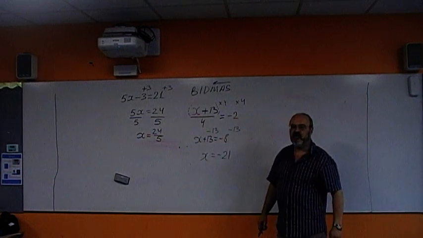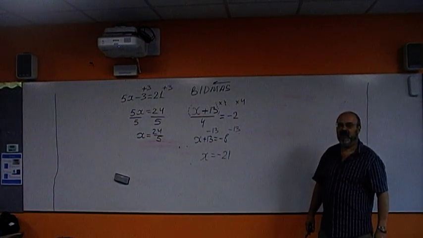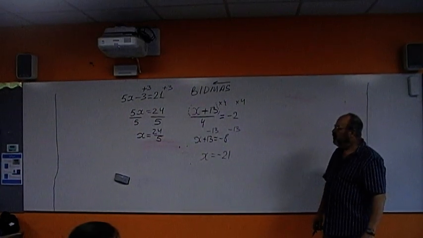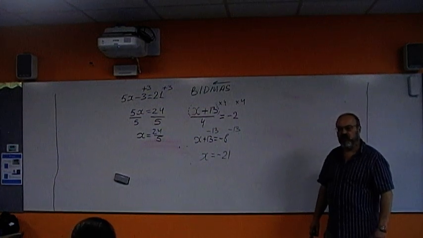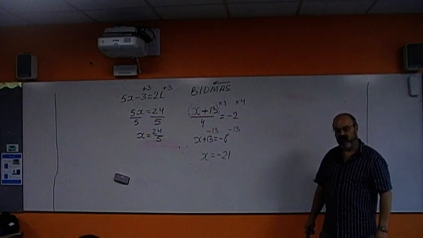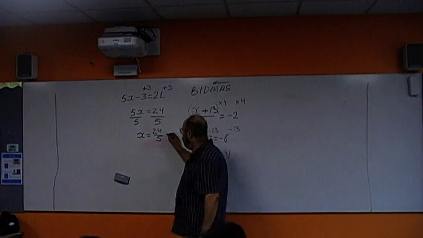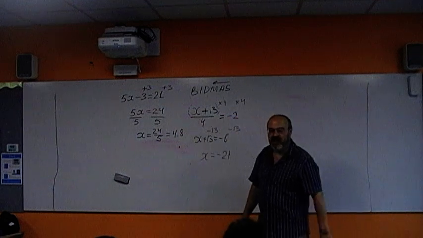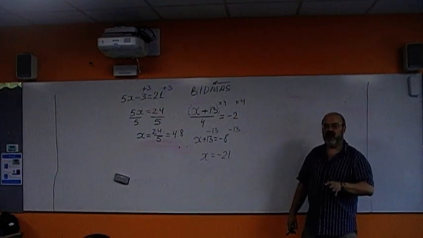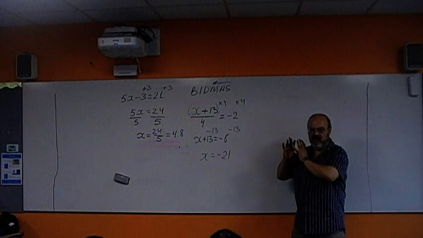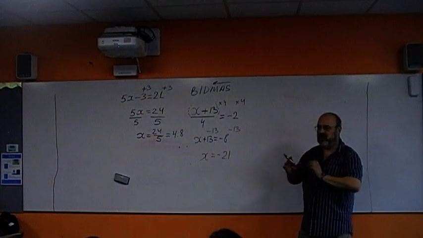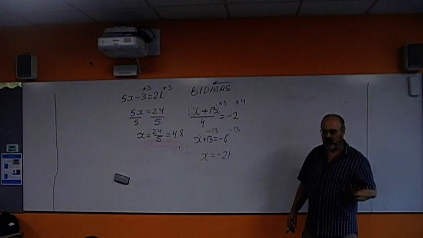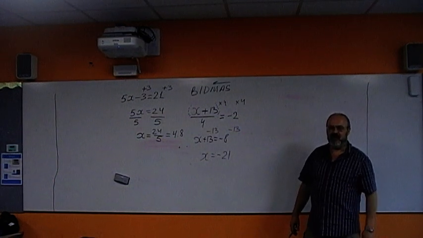If the question says you have to divide it by 5, do you just do a decimal number? If the question explicitly tells you to give your answer as a decimal, then yes, you divide 24 by 5 and you give the answer as 4.8. But if the question does not ask you, you leave your answer as a fraction. Proper, improper, doesn't matter. Don't turn it into a mixed number. If you do, I will not take marks from you, but you should know.